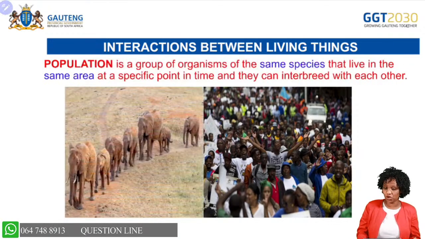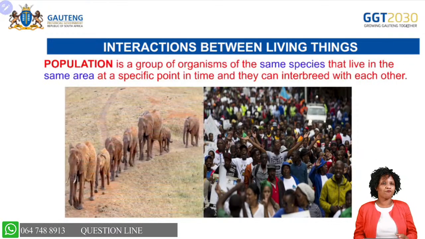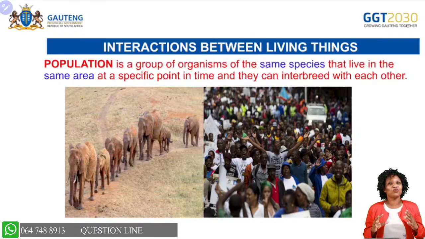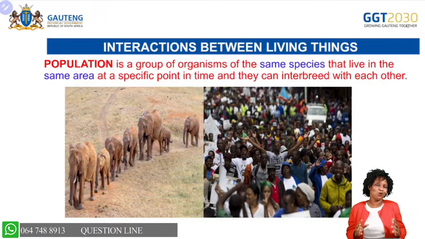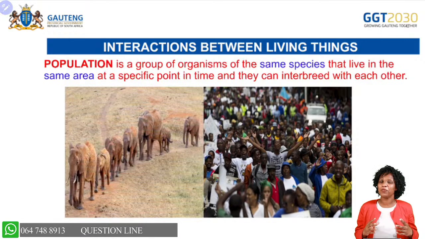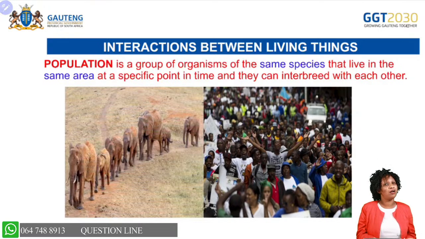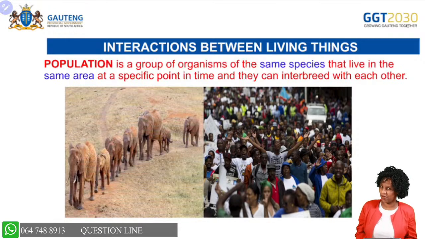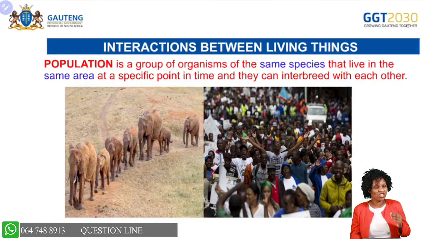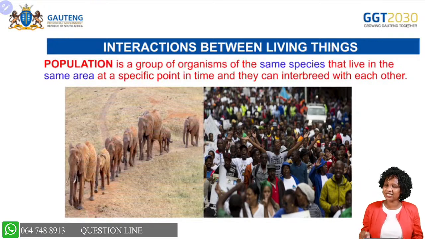And then interaction between living things. We've got population. Remember what we said about population. These animals are of the same species or the same kind living together, and they also reproduce. For example, we've got a population of elephants and a population of what? Of people. Right. Population is a group of organisms of the same species that live in the same area at a specific point in time, and they can interbreed with each other.